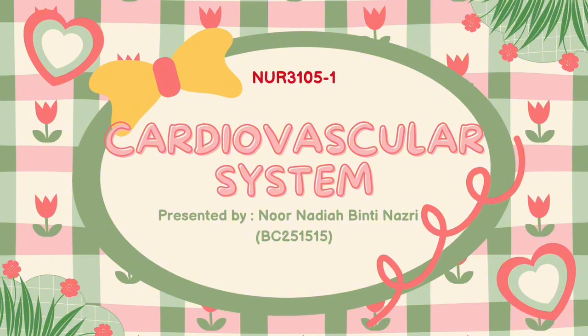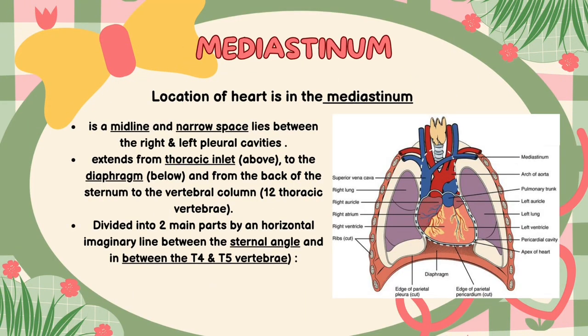To begin with, let us first define the mediastinum. The mediastinum is a central, narrow compartment within the thoracic cavity. It is located between the right and left pleural cavities, which contain the lungs. In terms of boundaries, it extends from the thoracic inlet at the top down to the diaphragm at the bottom, from the sternum in front to the vertebral column, specifically the 12 thoracic vertebrae, at the back.